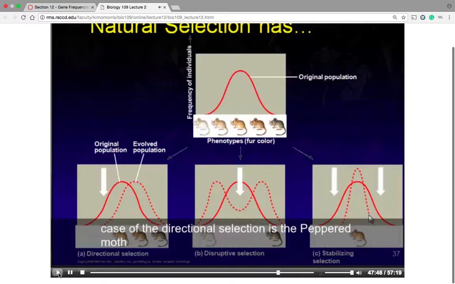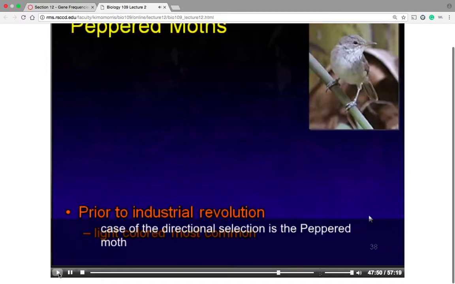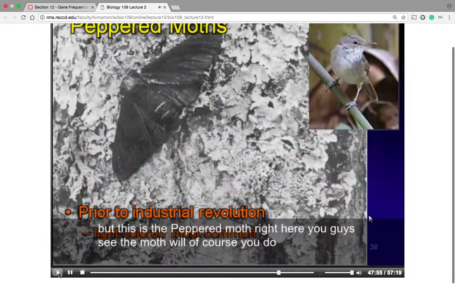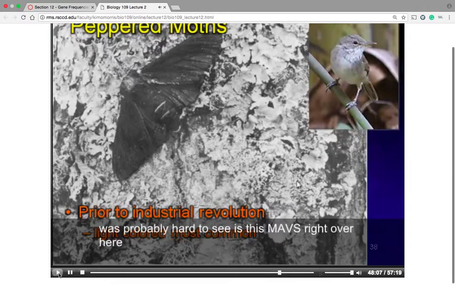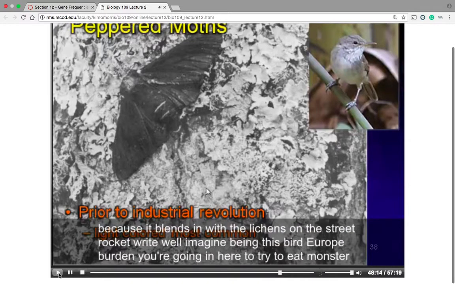The classic case of directional selection is the peppered moth. We're going to cover this guy a little bit more later, but this is the peppered moth right here. You guys see the moth? Well, of course you do. You see this guy right over here, this black moth. But what is probably hard to see is this moth right over here. This moth is very well hidden because it blends in with the lichens on this tree trunk, right?